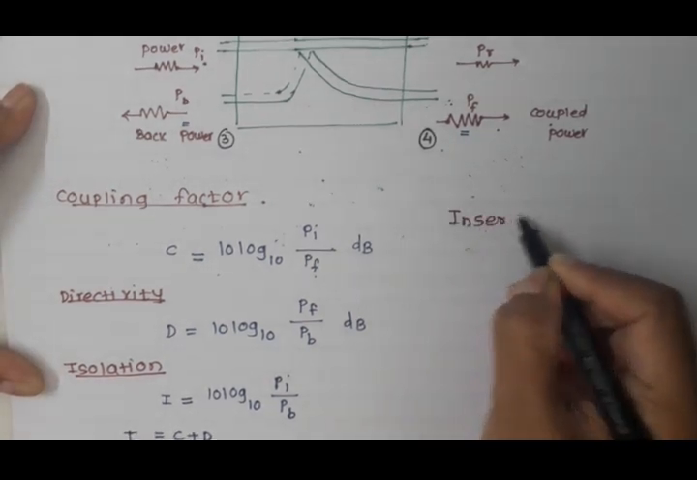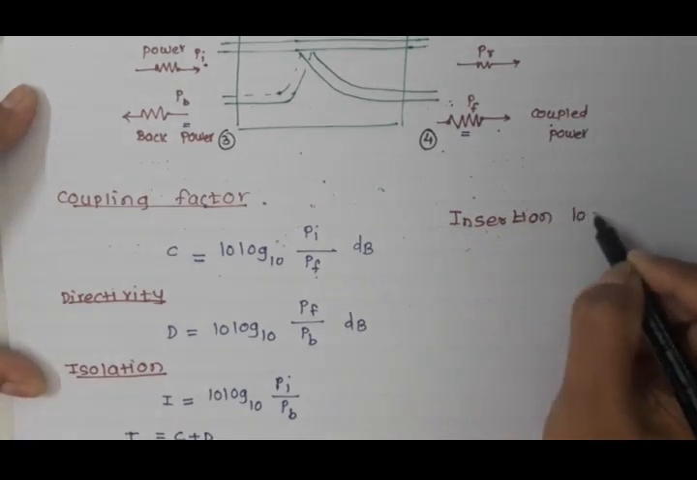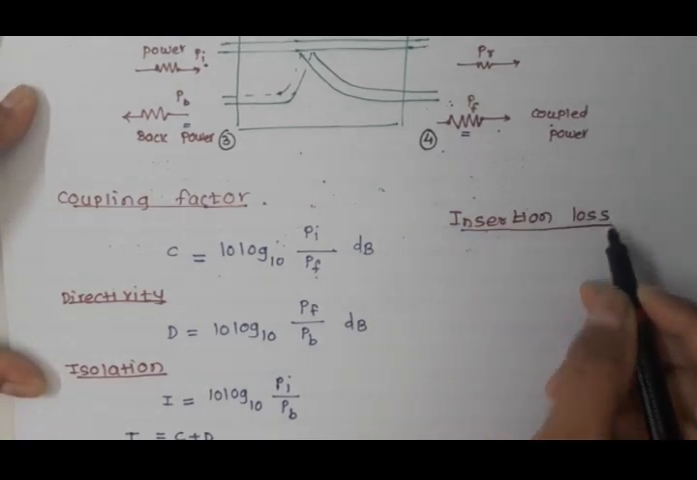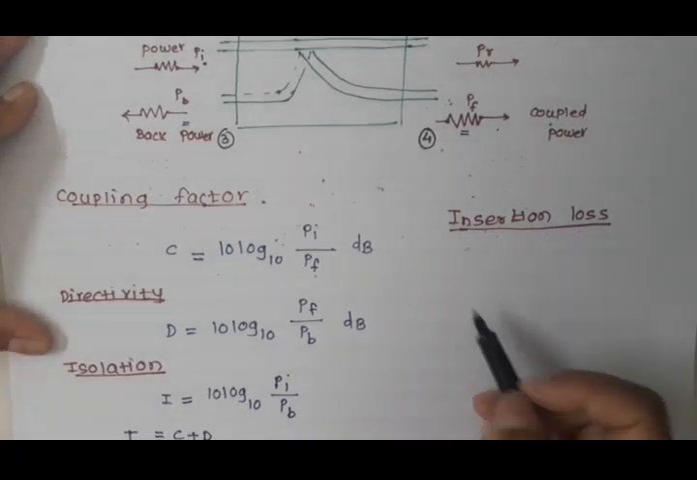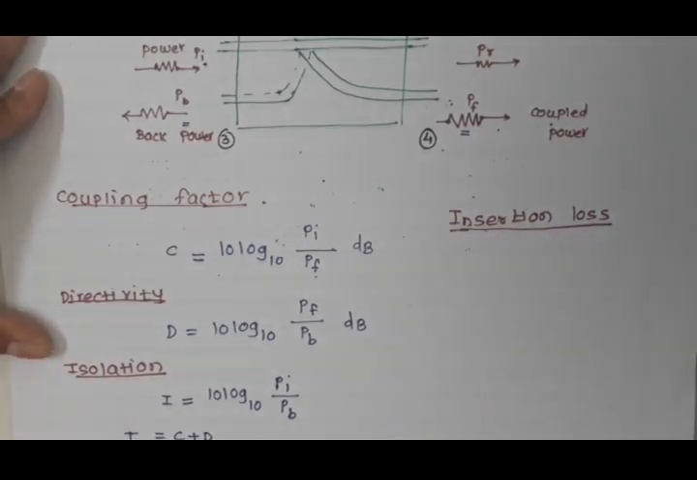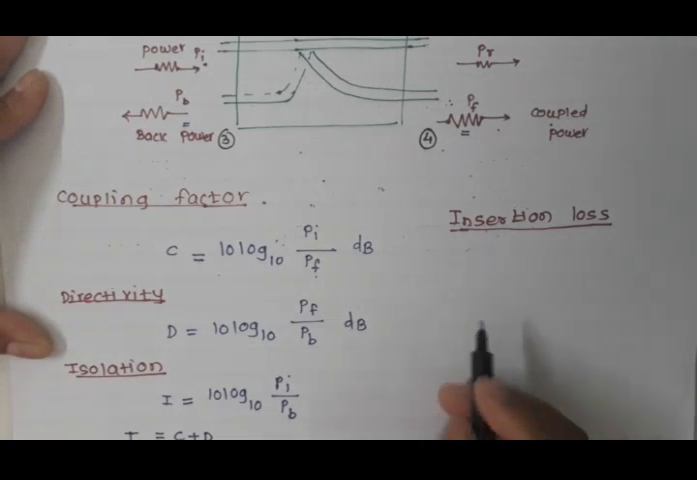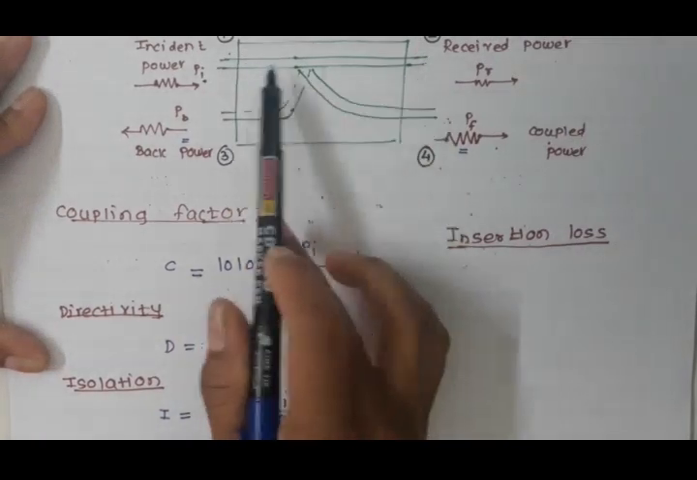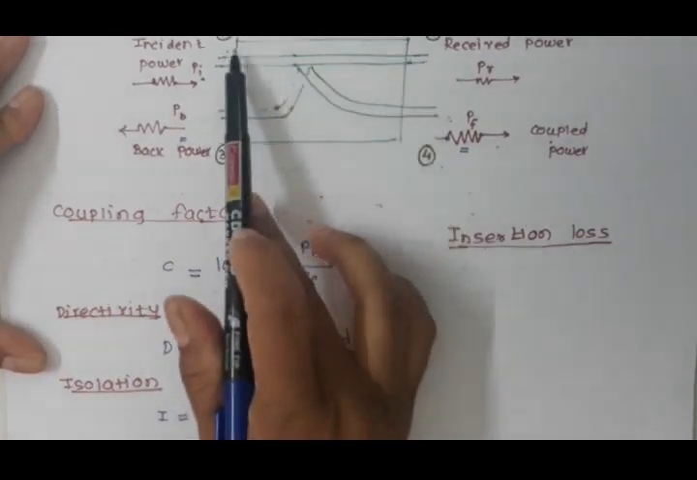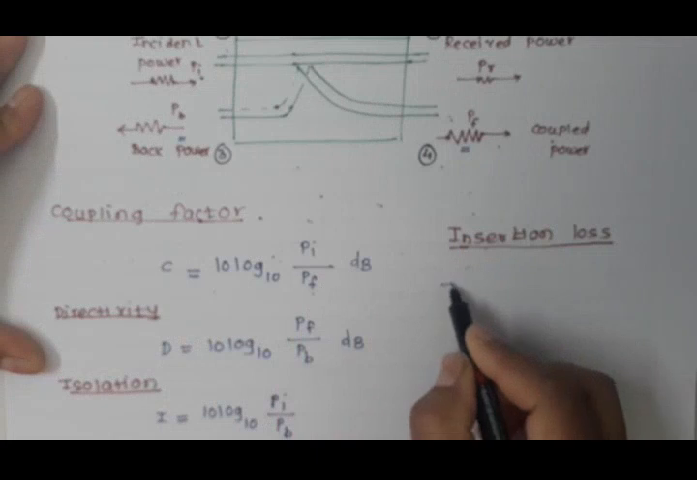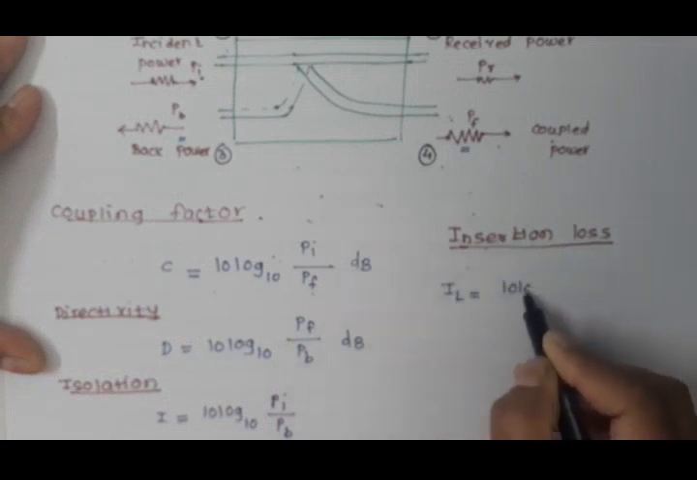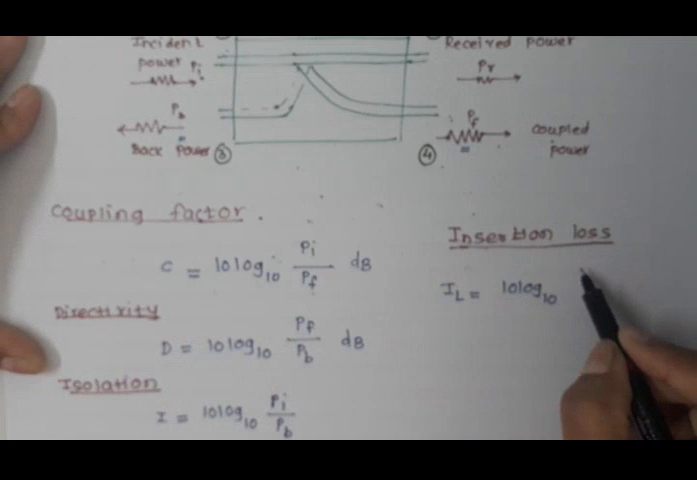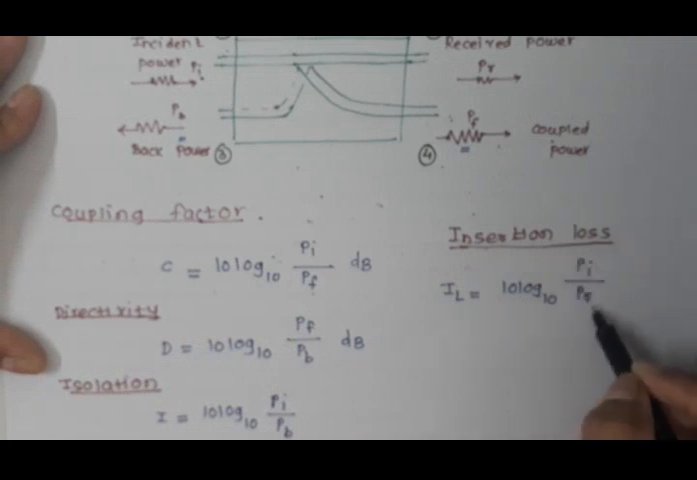So what do you mean by insertion loss? If you are inserting a particular component in your bench, and because of that you get a loss, that will be called the insertion loss. Here you are giving input to port number 1 and you are checking it at port number 2. The ratio of these two powers will be the insertion loss. So insertion loss will be 10 log to the base 10 of Pi divided by Pr. So input by received power will be called the insertion loss.